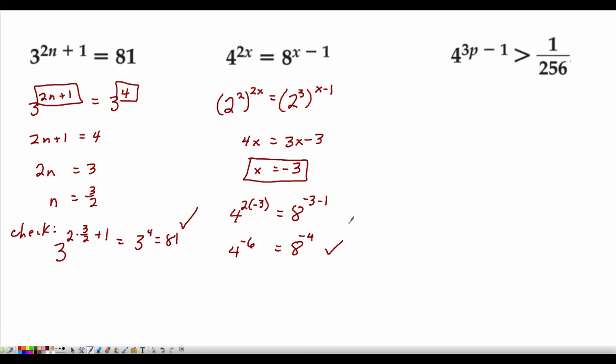Now for this last one, 256 happens to be 4 to the 4th. So 4 to the 3p minus 1 is greater than 4 to the minus 4th, because it's going to be 1 over 4 to the 4th. So 3p minus 1 is greater than negative 4, or 3p is greater than negative 3, which means p is greater than negative 1. And that's my solution.